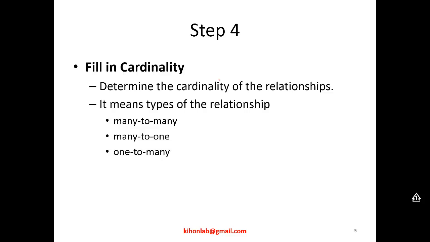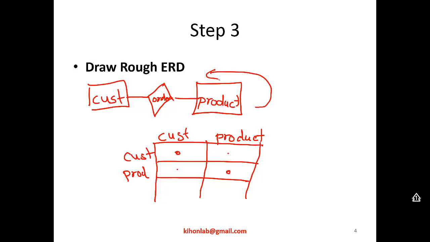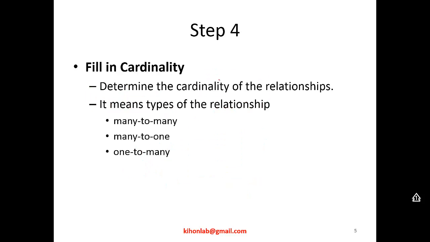Next, fill in cardinality. Now what do you mean by cardinality? It means the type of a relationship. Now in the earlier case, a customer can order many products. So one customer has many products, so there could be a one-to-many relationship. Or a single product can be ordered by many customers, so this can be a many-to-many relationship. Amongst every two entities, we are supposed to find out the types of relationship, and that can be many-to-many, many-to-one, and one-to-many. One-to-one is not mentioned over here.